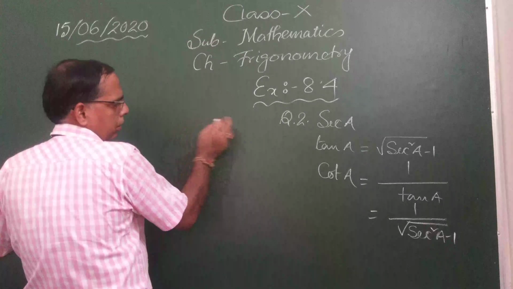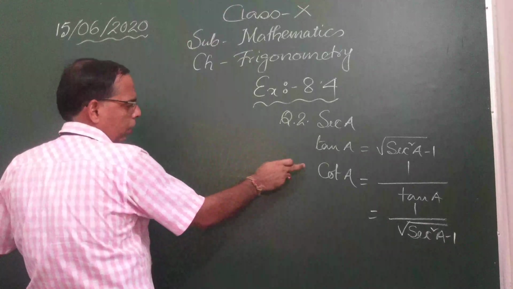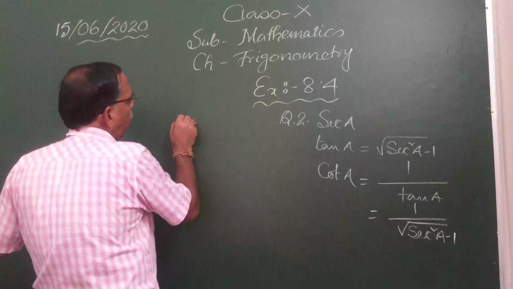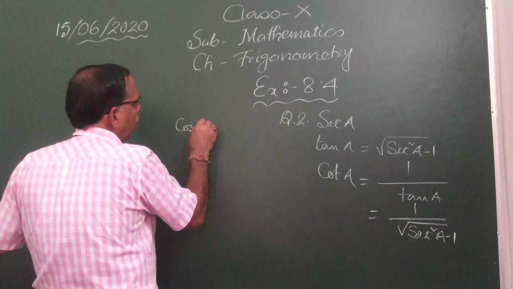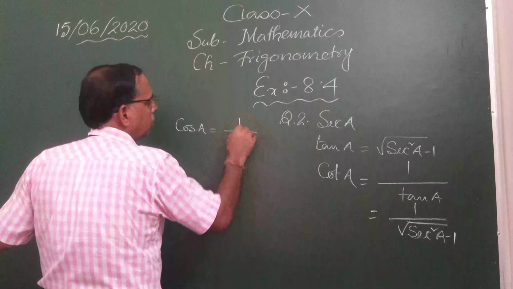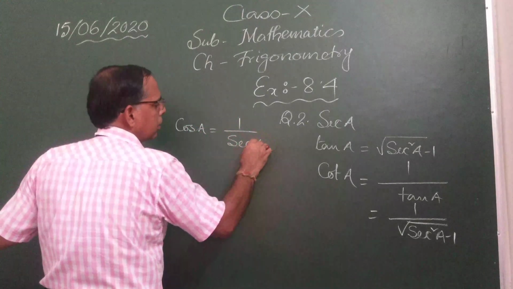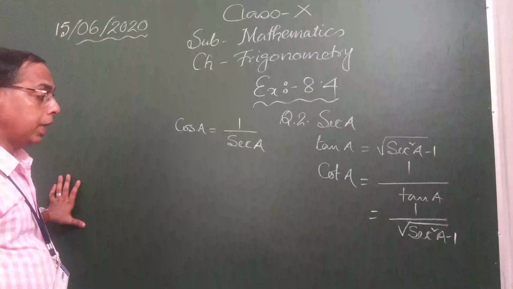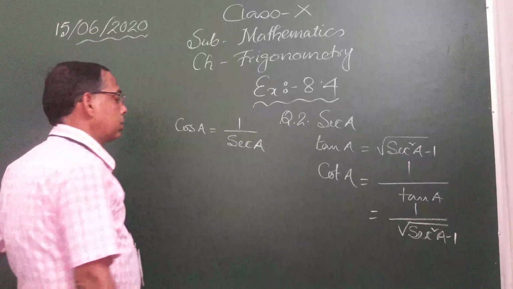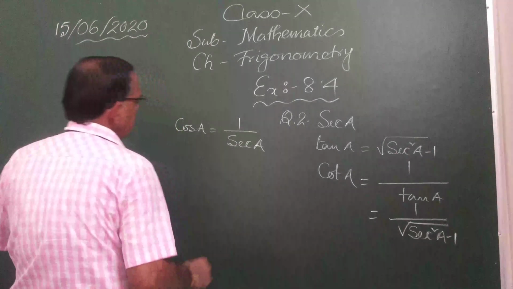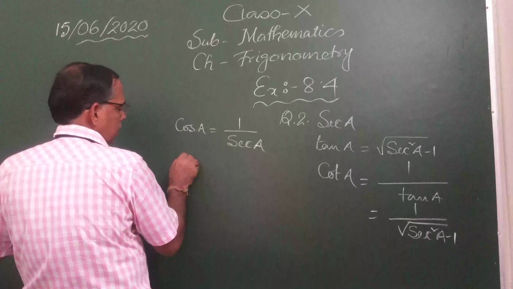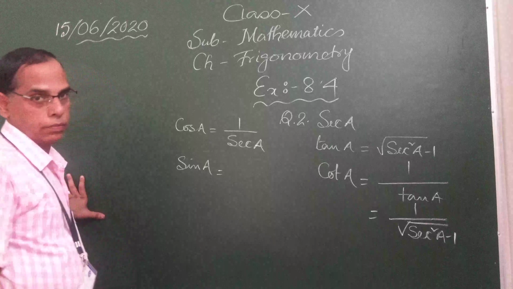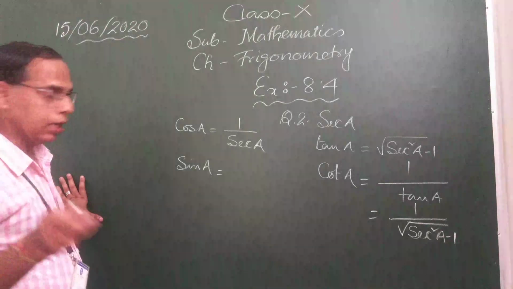Next, sec A gone. Now 10A gone. Now let's see cos A equal to what? 1 by sec A. Yes or not? Now next, what is that? Next, you have to get sine in terms of cos. Sorry, sec. Sine A in terms of sec.